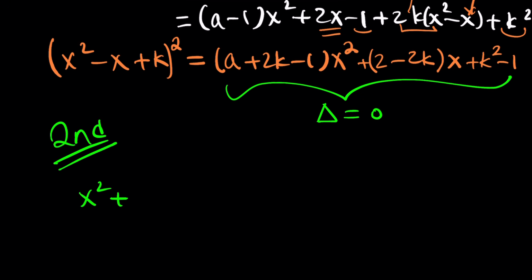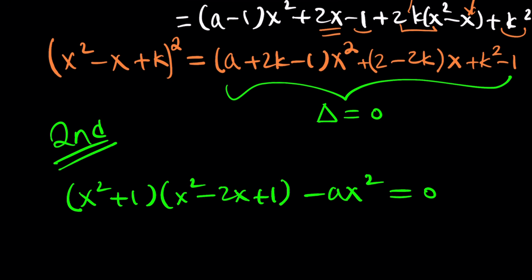x squared plus 1 multiplied by x squared minus 2x plus 1, remember, minus ax squared equals 0. Beautiful. Now, we know that x equals 0 does not satisfy the equation. How do we know that? Replace x with 0, you're going to see that it doesn't work. So this is what we're going to do next.